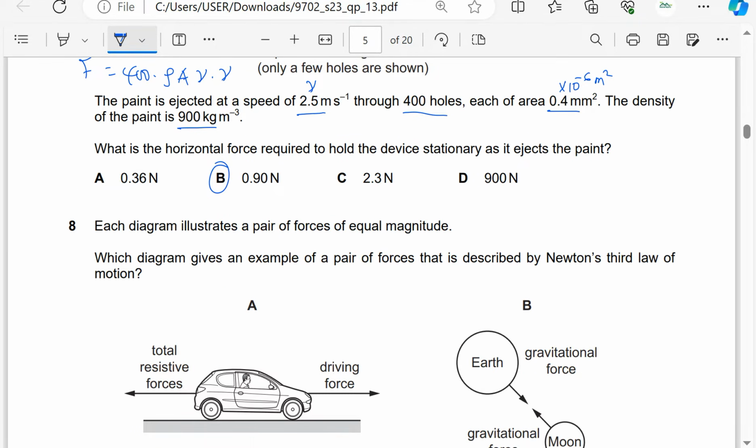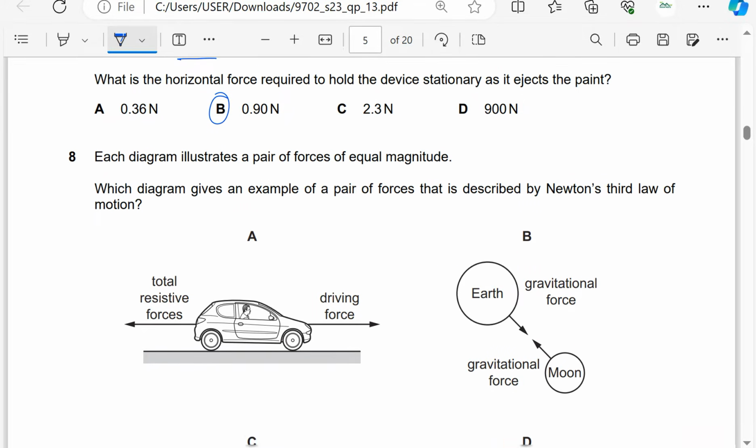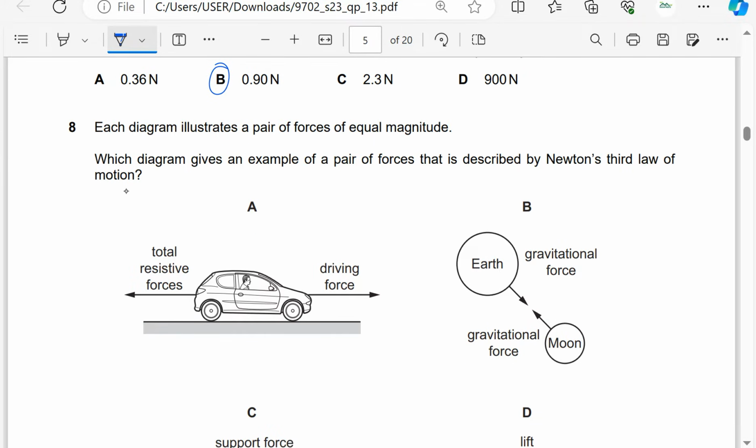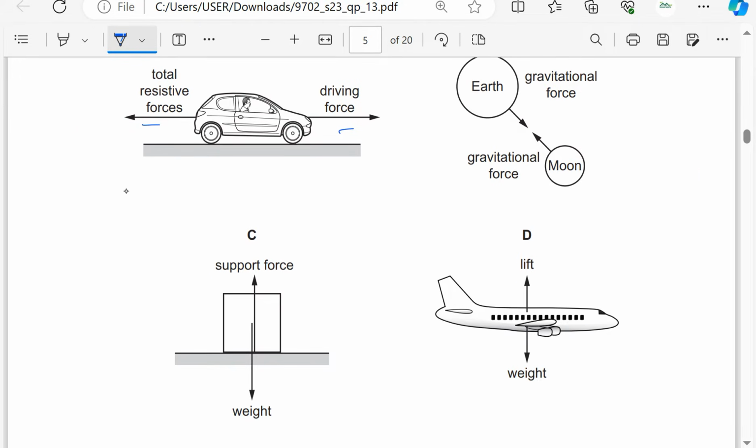Each diagram illustrates a pair of forces of equal magnitude. Which diagram gives an example of a pair of forces that is described by Newton's third law? According to Newton's third law, the two forces must be of the same kind, acting on two different bodies. One acts on one body, the other acts on the other body. These two are acting on the same body, so this is not Newton's third law. These two are also acting on the same body, so this is not Newton's third law. These two are acting on the same body, this is not Newton's third law.